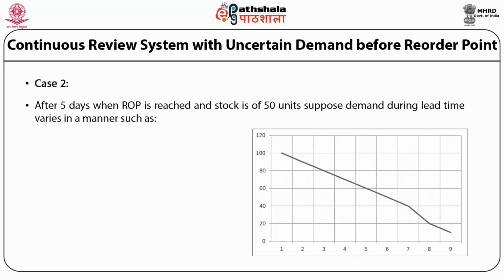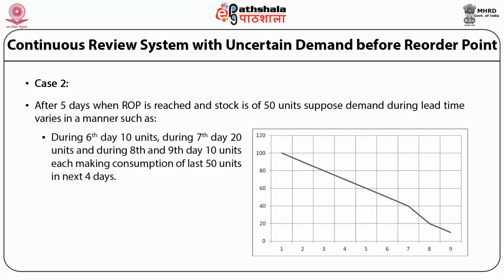Case 2. After 5 days, when ROP is reached and stock is 50 units, suppose demand during lead time varies in a manner such as during the 6th day 10 units, during the 7th day 20 units, and during the 8th and 9th day 10 units each, making consumption of the last 50 units in 4 days.